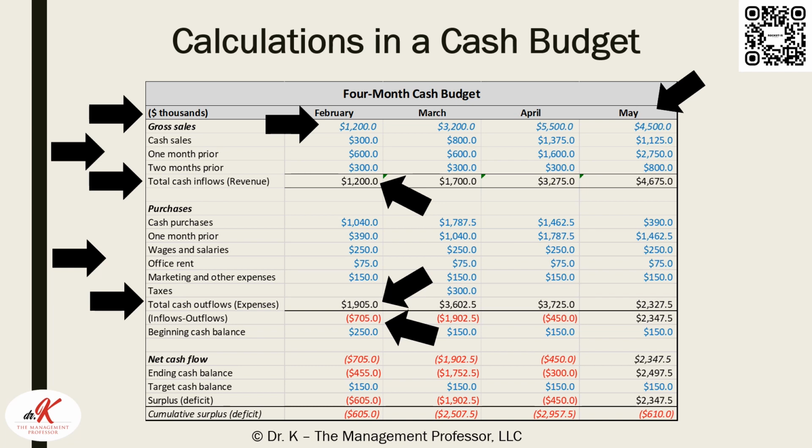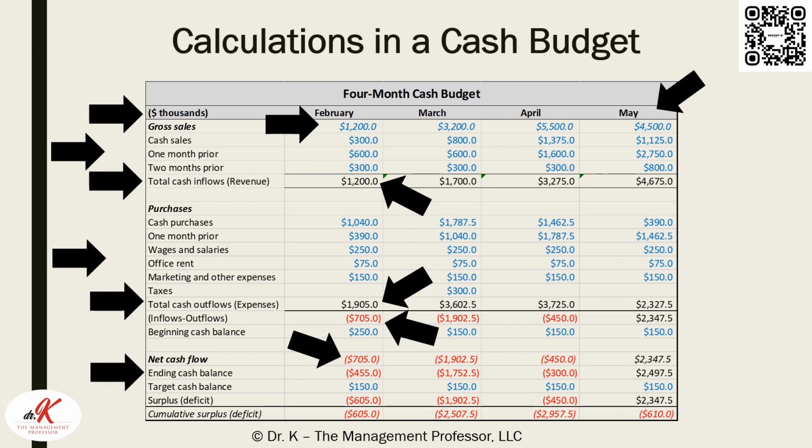This next line is another calculation of inflows, money coming in, minus outflows, money paid out. You want this number to be positive so that you aren't spending more than the money that you're earning for a given month. In this case, the $1.2 million minus $1.9 million is a shortfall of $700,000, which is why it's red. In February, there were more expenses paid out than money that came into the organization. That same number is carried below to the net cash flow line.